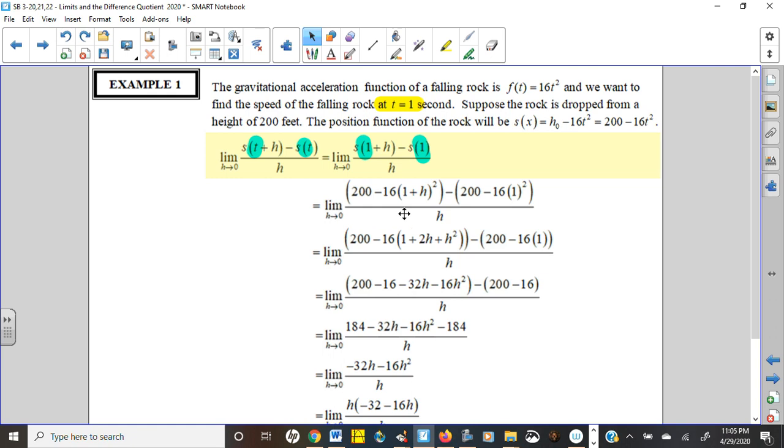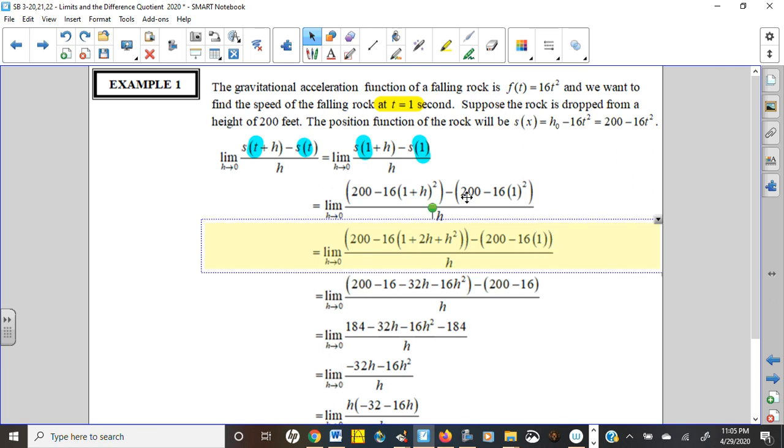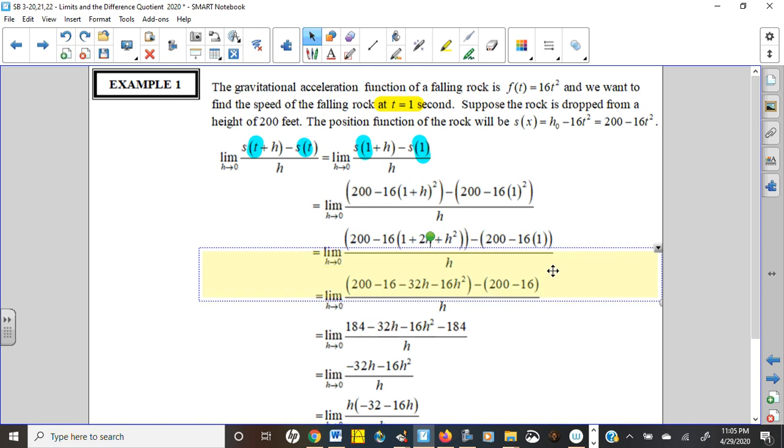I have to put that 1 plus h into the first function. I have to put 1 into the second function. That's what we do right here. I have to square that binomial 1 plus h. So that's going to be 1 plus 2h plus h squared, right? It's not just 1 plus h squared. Don't make that mistake. The function over here is pretty simple because it's really just 200 minus 16. So that's just going to turn into a 184, and you probably could have done it a little earlier.